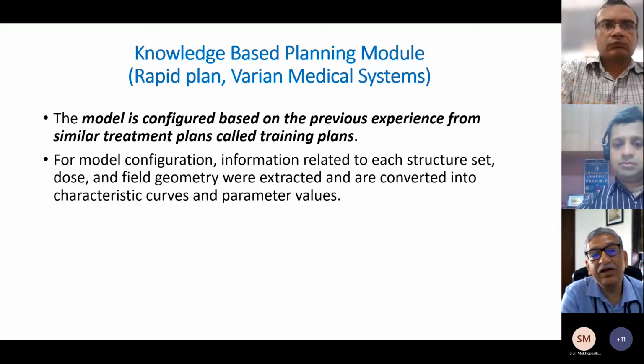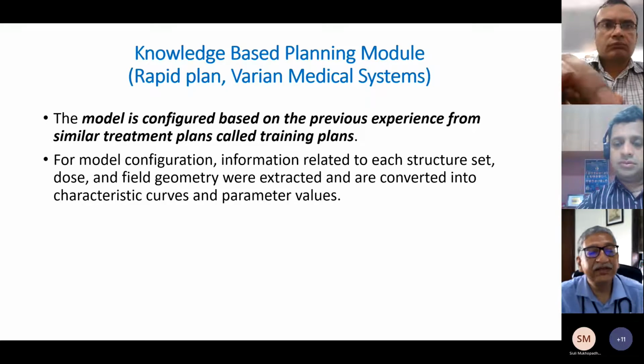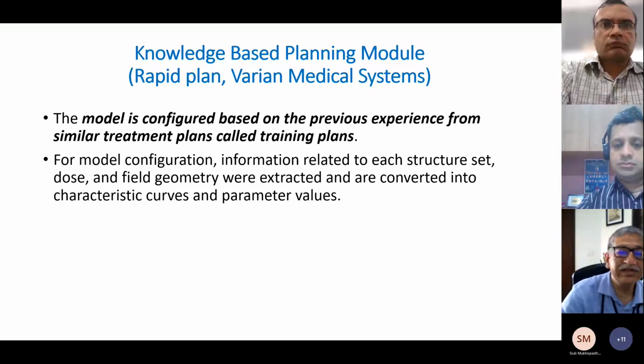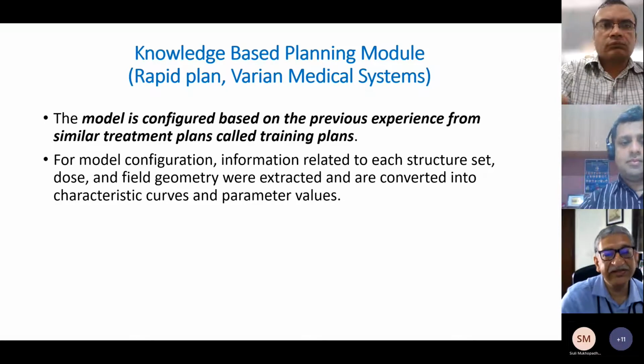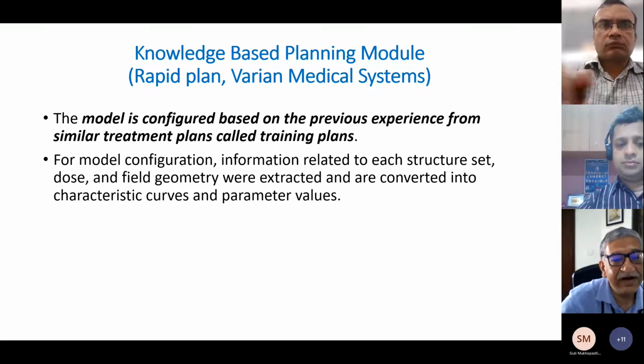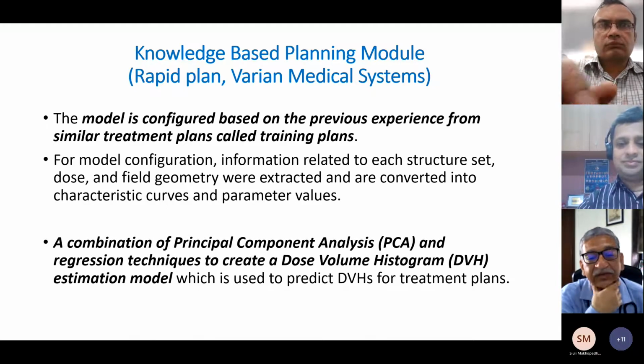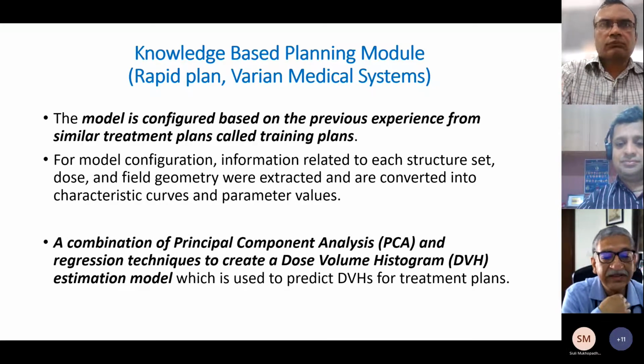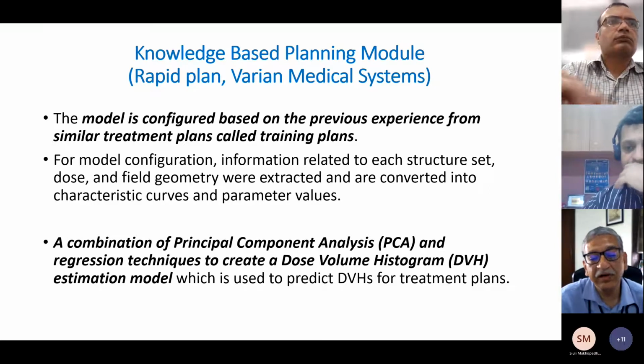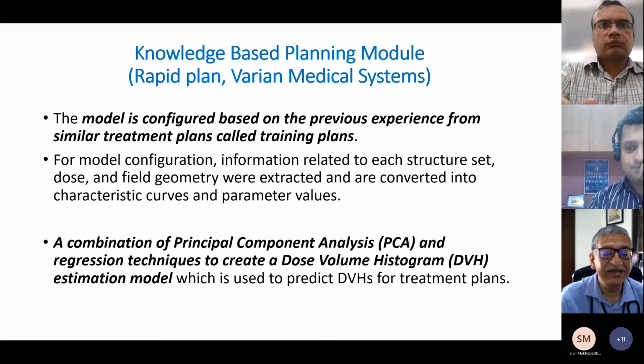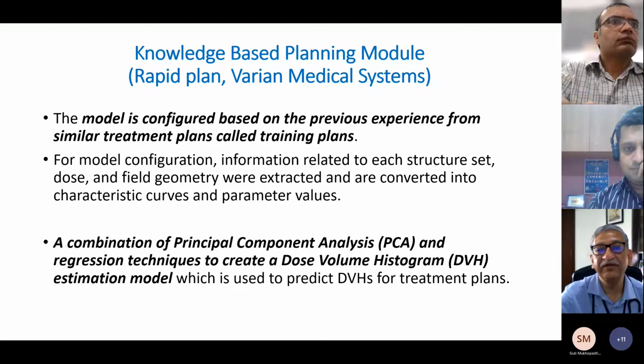What they did was to feed prior treatment plans called training plans for hundreds of patients into the system, and information on many variables such as structure set, dose, field geometry, etc. were extracted and then fed into the model. And using a combination of principal component analysis and regression techniques, they created what is called a dose volume histogram model, which then predicts the amount of dose that each organ will receive for any particular patient based on the patient variables that are fed into this automated plan.